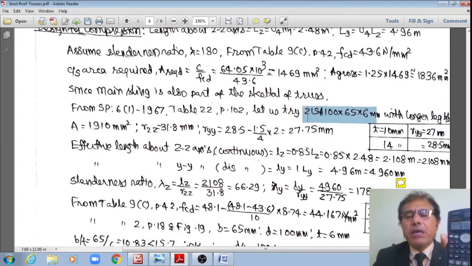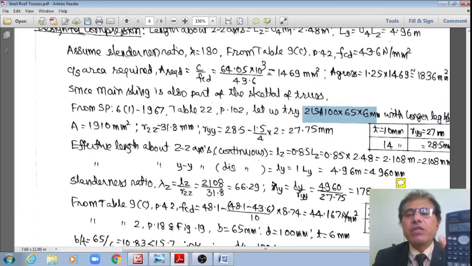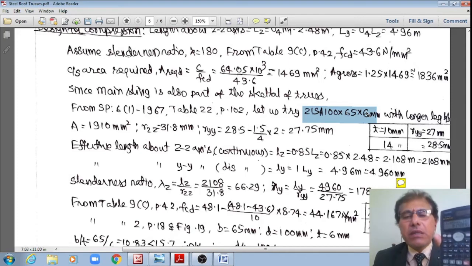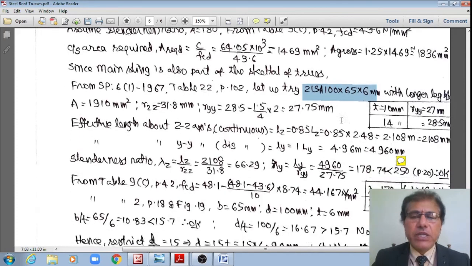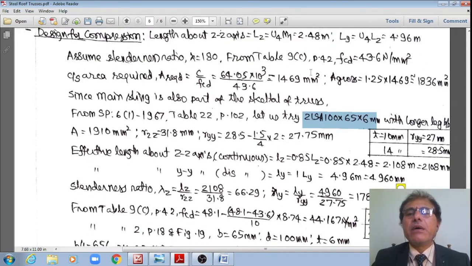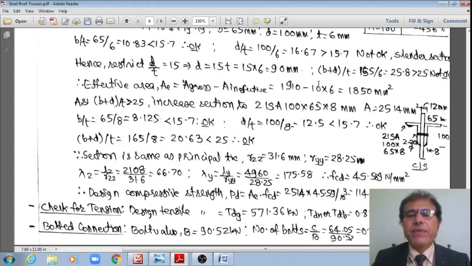Therefore, by restriction, I am assuming that I have reduced that length by 10 mm. Hence, this is my final section. It is okay in compression. Similarly, now if I calculate in tension, if it is carrying this much tension, then that is my final section of 58.05.